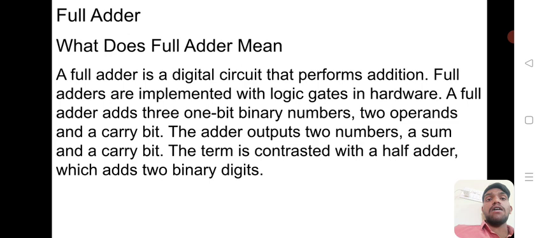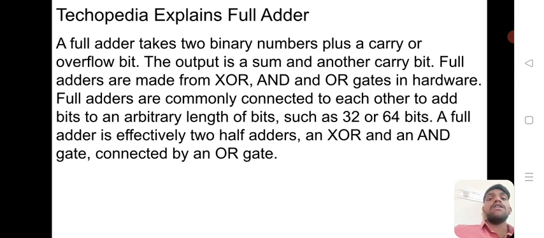Full adder. What does full adder mean? A full adder is a digital circuit that performs addition. Full adders are implemented with logic gates in hardware. A full adder adds three 1-bit binary numbers, two operands and a carry bit. The adder outputs two numbers, a sum and a carry bit. The term is contrasted with a half adder, which adds two binary digits. Techopedia explains full adder: a full adder takes two binary numbers plus a carry. XOR and AND are the gates used in hardware.